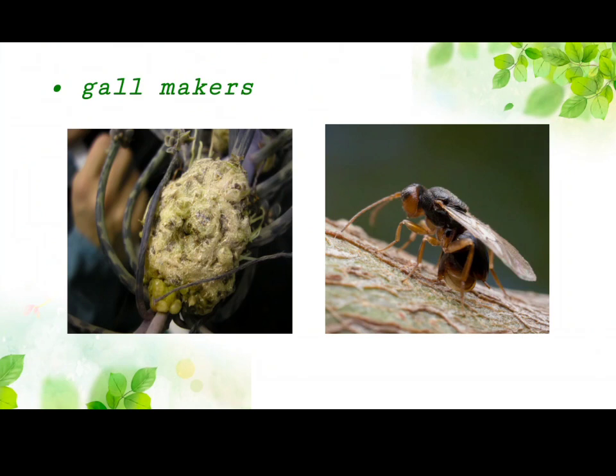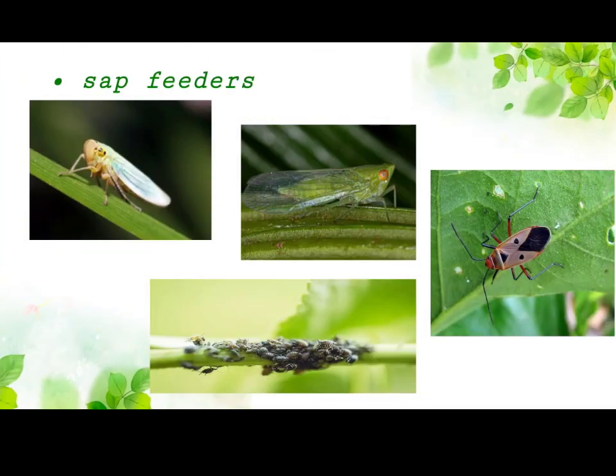Gall makers. Example is gall webs. Plant galls are abnormal growths that occur on leaves, twigs, roots, or flowers of many plants. Most galls are caused by irritation and/or stimulation of plant cells due to feeding or egg-laying by insects. Sap feeders. These are leaf hoppers, plant hoppers, bugs, and aphids. These insects feed on the sugary sap produced in foliage and transported in the soft phloem tissue beneath the bark.